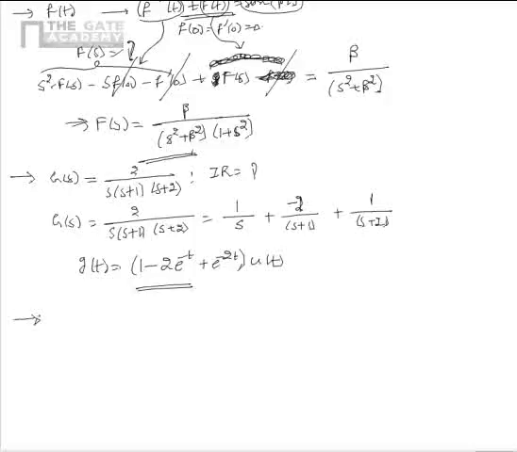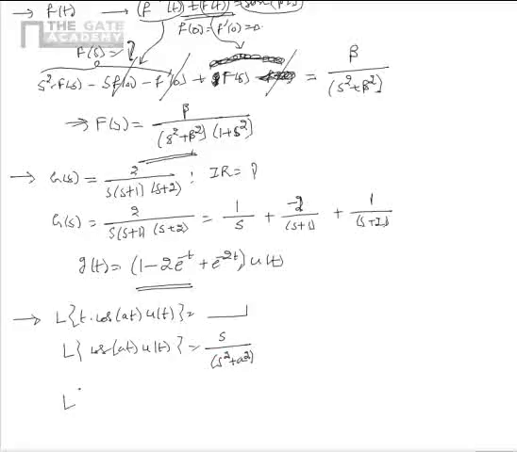Now let us look into another problem in which we need to find the Laplace transform of t cos(at) u(t). We know that the Laplace transform of cos(at) u(t) is equal to s by s square plus a square. We also know that the Laplace transform of t power n into f(t) is (-1)^n times the nth derivative of F(s) with respect to s.